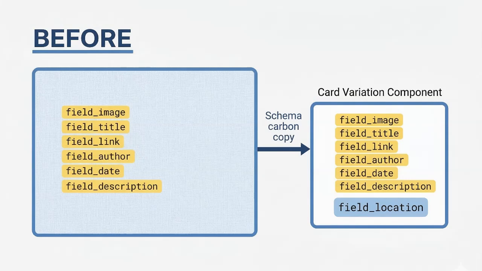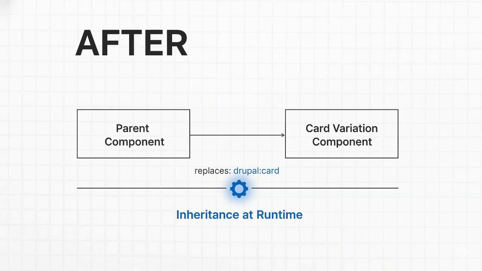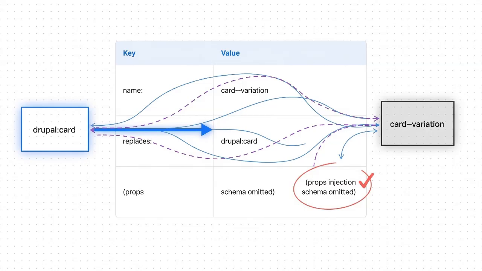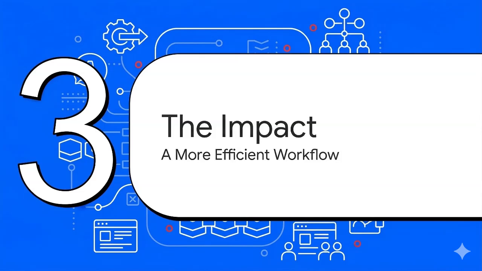Okay, now let's see what this looks like with the SDC Property Inheritance module turned on. What's really cool is that it all happens during Drupal's discovery process, so you don't have to do anything except change your component file. And there you go. Look how much cleaner that is. The entire prop schema is just gone. The module is smart enough to see that this component replaces another one, and at runtime, it automatically injects the parent schema for you. This means your overrides are super minimal, clean, and they're always going to be in sync with the parent.